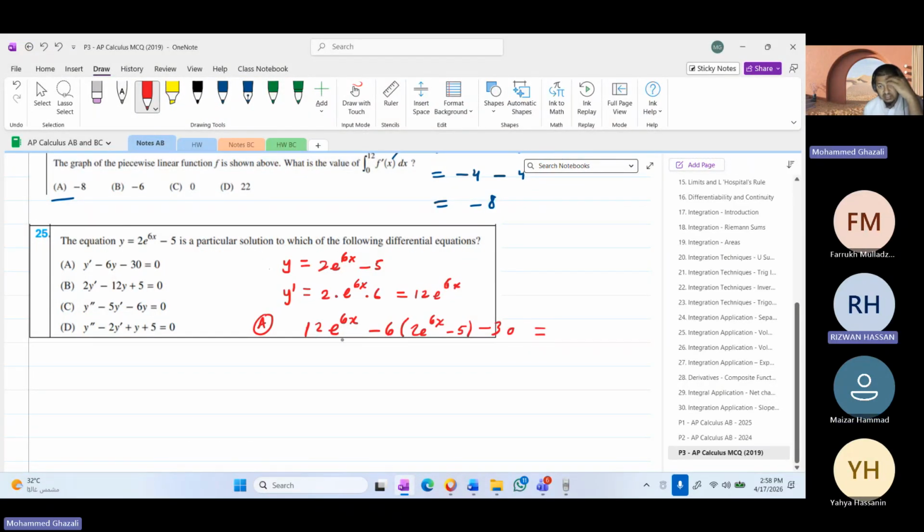Yes, it is equal to 0. So 12 would cancel out with the 12, and then the 30 would cancel out with the 30. So yeah, that's my answer.